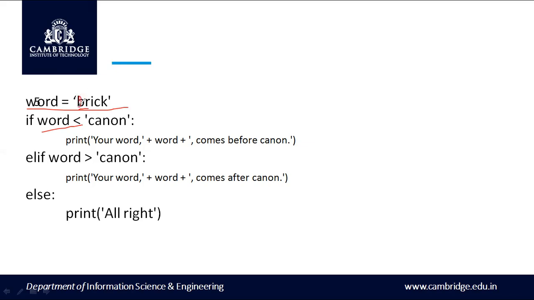The first character is B here, and the first character from the second string is C here. According to the alphabet, B appears before C. That is why word less than canon will be printed true. If word is greater than canon, it will print word comes after canon. Otherwise, the word comes before canon. That is the output of this particular example.